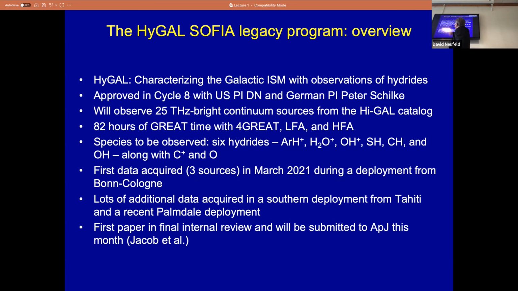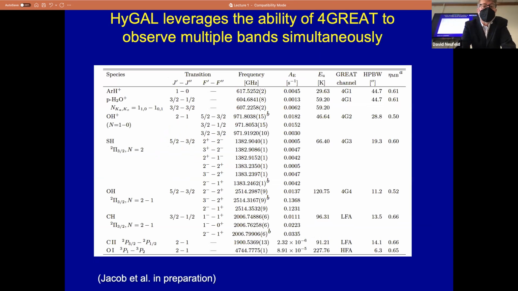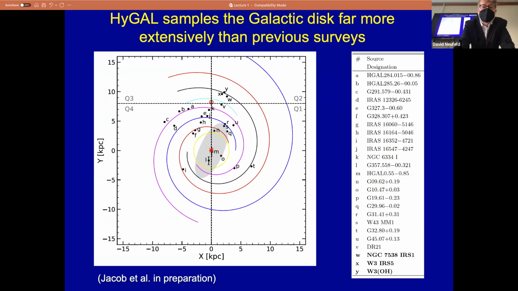And we submitted a legacy program that was approved for a really large chunk of time to pursue these studies of hydrides. So we got 82 hours. SOFIA gets about 500 science hours a year, so this is a significant fraction, not the majority, but a big chunk of Herschel-like time devoted to this subject. And we'll be observing these hydrides that are listed on this line here. Basically, we've just started to get data from that. And the first publication has just recently been posted on AstroPH, based on only about 10% of the time we hope ultimately to get.